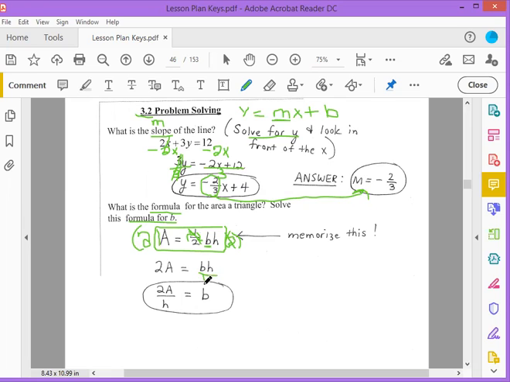Now we're going to divide both sides of the equation by h. The h will cancel on the right side of the equal sign, leaving b, and on the left side, we have 2A divided by h. Now you're done once you get b by itself.